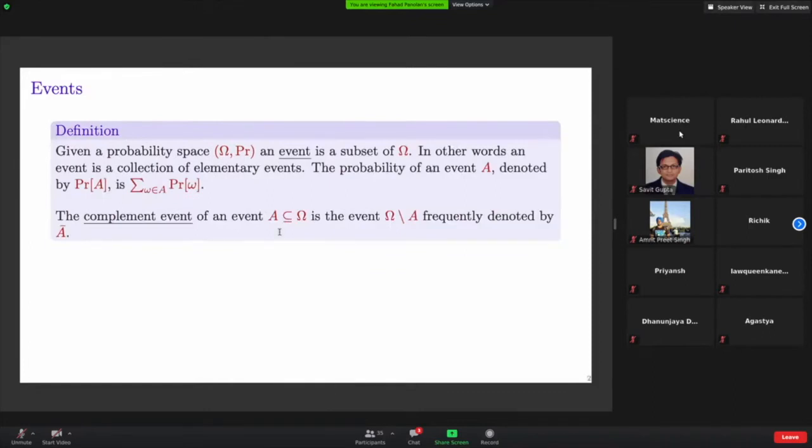Now, what is an event? An event is a subset of this omega. A subset of omega is called an event, and the probability of that event happening is the summation of the probabilities of the elementary events in that set. The complement of an event A is denoted by A bar, which is the set omega minus A, and that is also an event. An event is a subset of omega, and the probability of that event happening is the summation of the individual probabilities within that event.